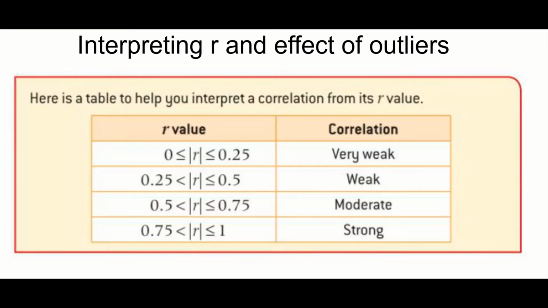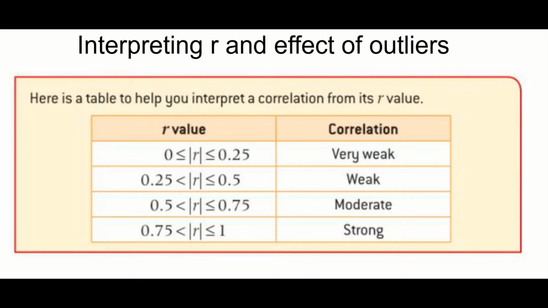Now this table needs to go into your notes, it's very important. Now remember, the straight lines around R mean the absolute value. So this is not including the sign that R has. So if R is between 0 and 0.25, or between 0 and negative 0.25, then that is a very weak correlation.